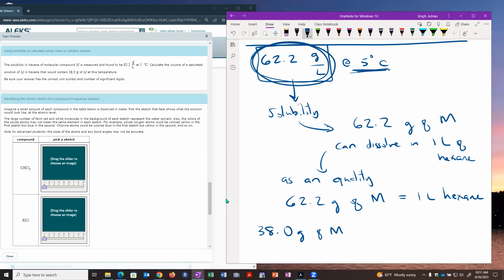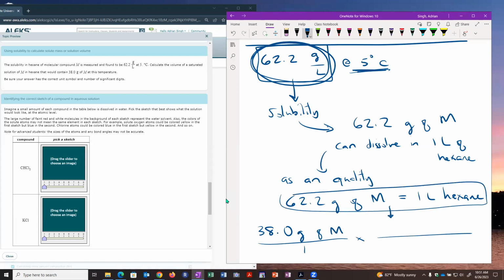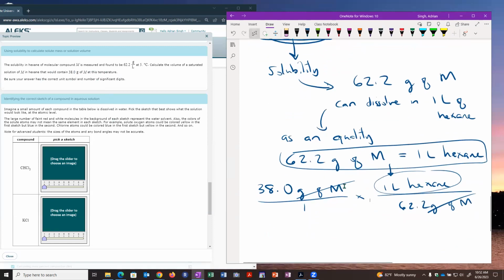would that solution be? So we can take what we're given, and we can now use our equality here as a conversion factor. Stick this in. We want to end up with the volume as our unit, so the liter goes on top, and the 62.2 grams of M goes on the bottom. Grams of M go away. We end up with liters of hexane as our unit, and that's what we needed to find. We just need to evaluate this using a calculator, and we have 3 sig figs, so you're going to round your answer to 3 significant figures, and we have liters here as our unit.